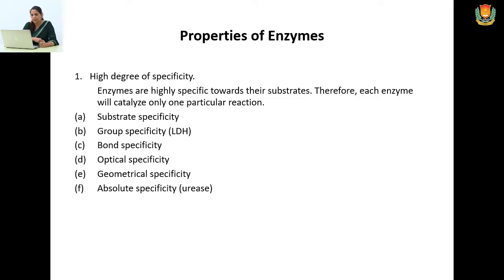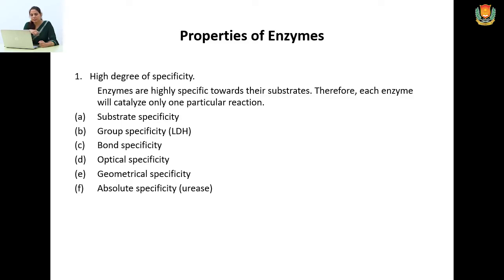Group specificity means a particular kind of enzyme is highly specific for the group present on the substrate. I'm taking the example of lactate dehydrogenase. It catalyzes a reversible reaction where pyruvate converts into lactate. That is group specific, because pyruvate and lactate have the same group. Other similar compounds will also be catalyzed by lactate dehydrogenase. Various enzymes look at the specific group, which is why it is called group specificity.